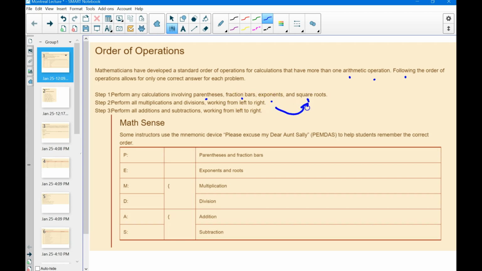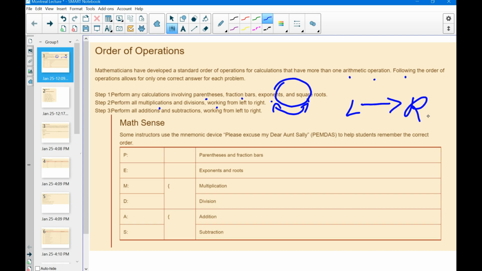These two here are essentially the same, exponents and square roots, because a square root can be expressed as an exponent. Then we do multiplication and division, going from left to right. Always go from left to right, the same way as if you're reading a book. And the last step is to perform addition and subtraction, working left to right once again.